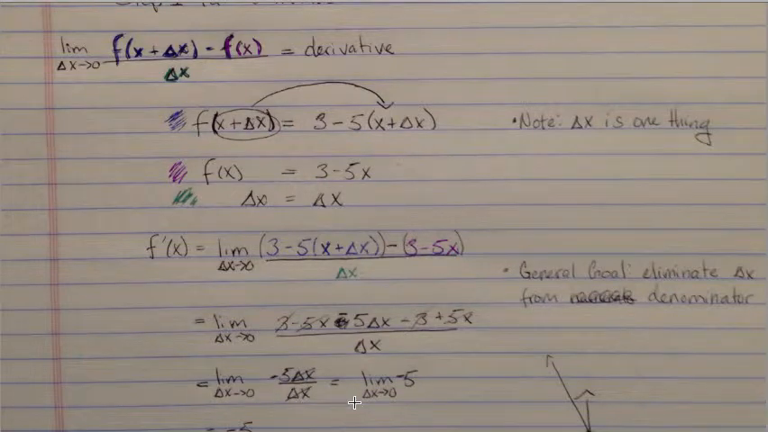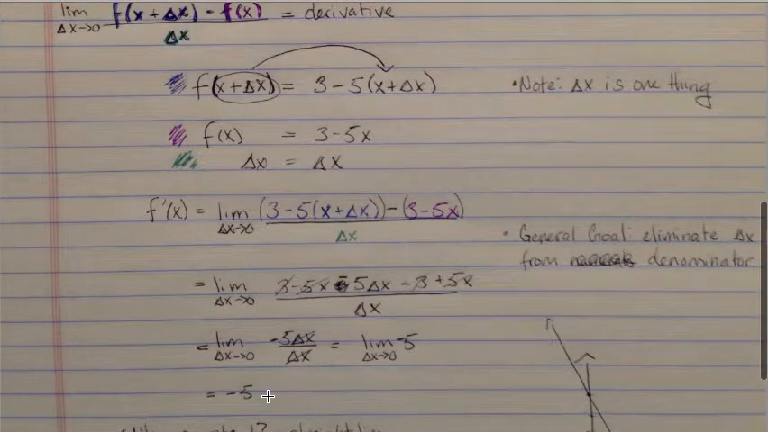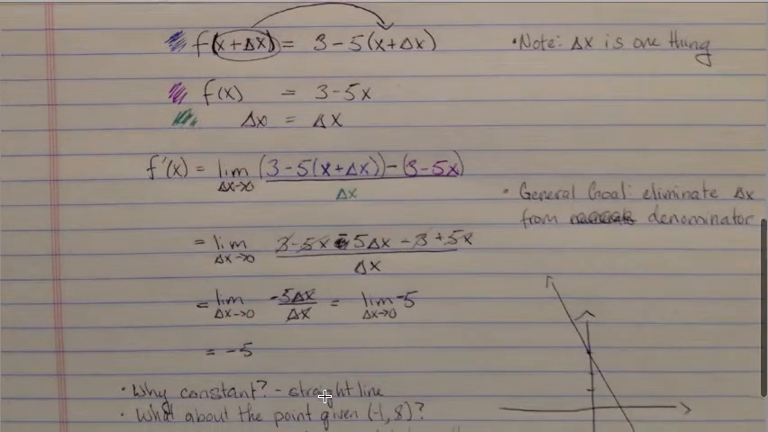So in our case, we're left with the limit as delta x approaches 0 of -5. Now the limit of any constant is just the constant itself. If there's nowhere to plug in the x or delta x here, we just don't do it. The answer is -5. So again, the limit of a constant is the constant.